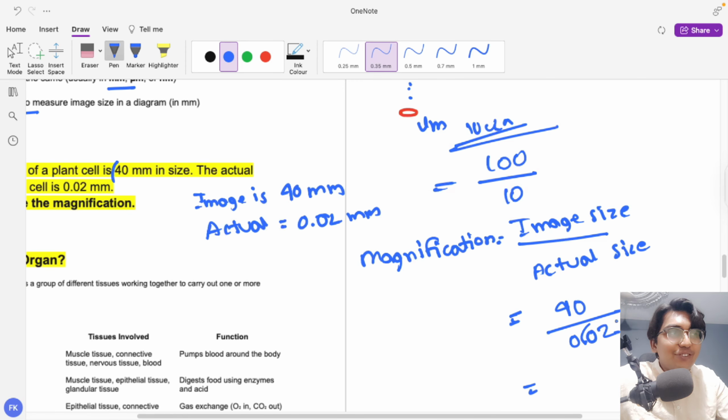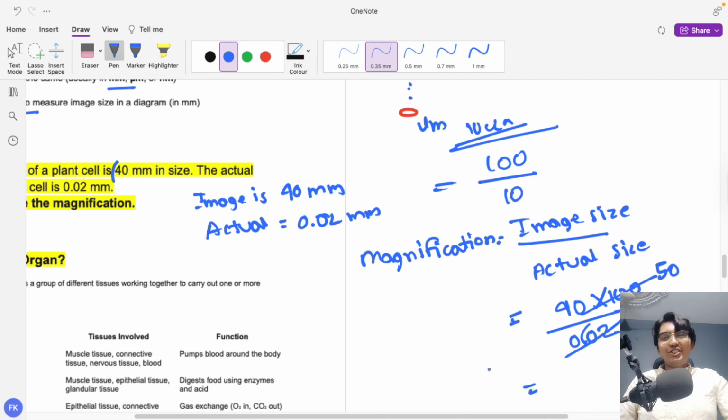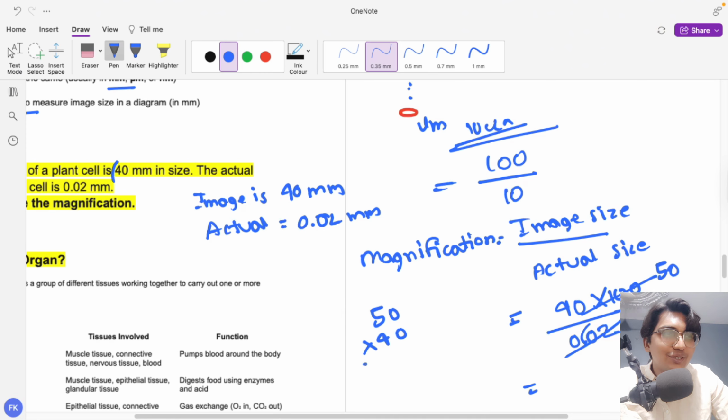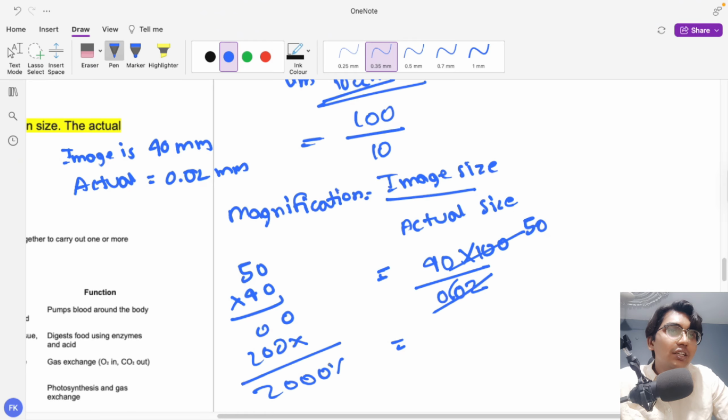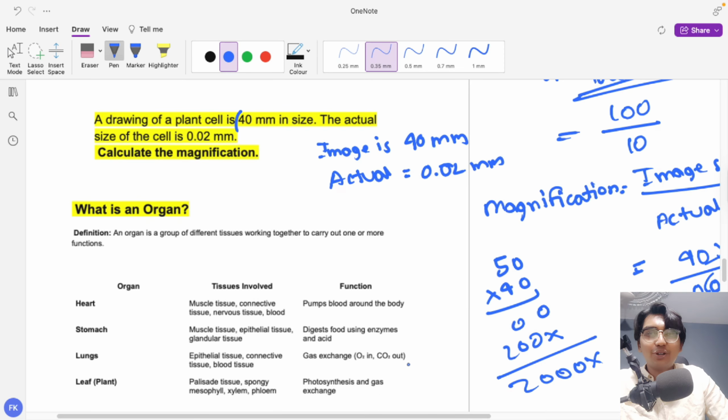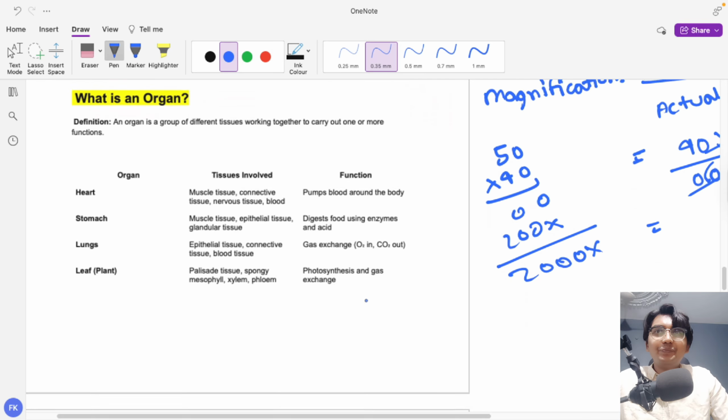Let's solve the math. If you remove the decimal, it should be 100. Now if you cut this thing up, it should be 50. Now 50 into 40, just calculate it. Let's do the calculation. I'm not using a calculator, so bear with me. So the magnification is 2000x. Did you guys get it? It's very simple. Image size divided by actual size is what the magnification is about.